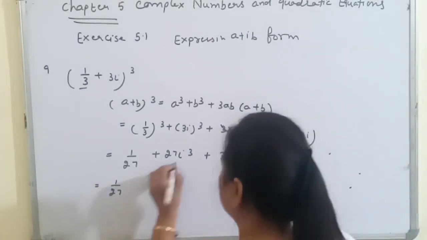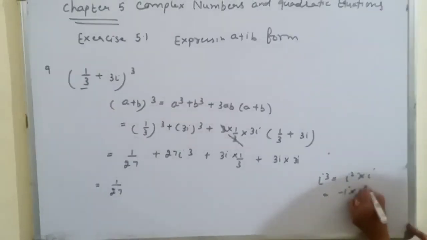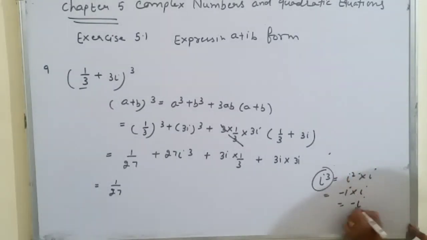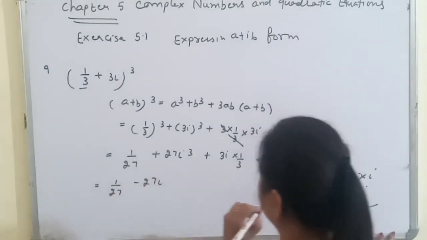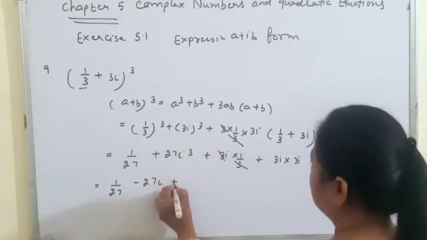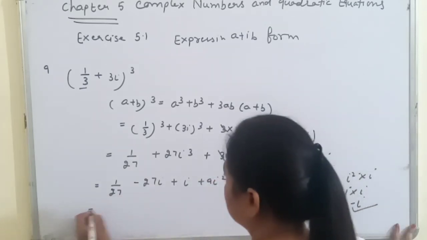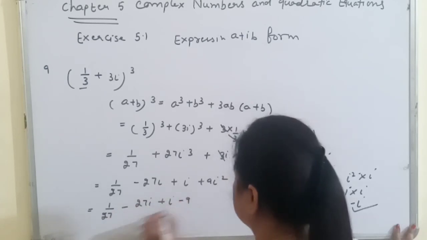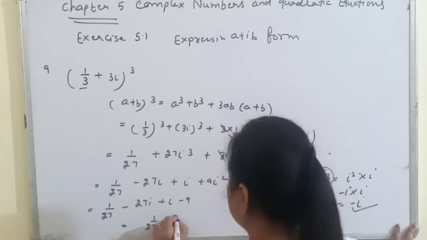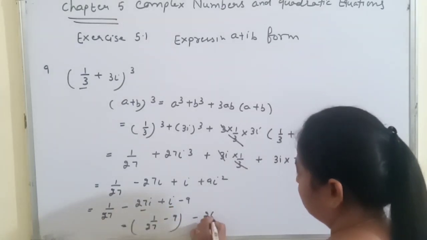1 by 27. So let's see how we can write iota cube. We can write it as iota square into iota. Iota square is minus 1, so the value of iota cube is minus iota. Minus 27 iota. This we can cancel. Plus iota, 3 into 3, 9 iota square. 1 by 27 minus 27 iota plus iota minus 9. 1 by 27 minus 9, and plus 1 and minus 27 iota gives minus 26 iota.